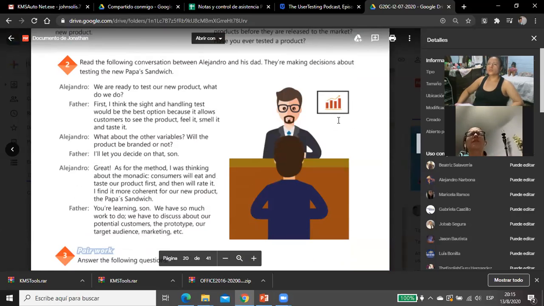So let's read the situation. What's the situation, Mary? Please, can you tell us about this conversation? Read the following conversation between Alejandro and his dad. They are making decisions about testing the new papa's sandwich. All right, good. That's what they are discussing. They are taking decisions about testing a new sandwich. It's just a new sandwich, but we have to test it. It's important.